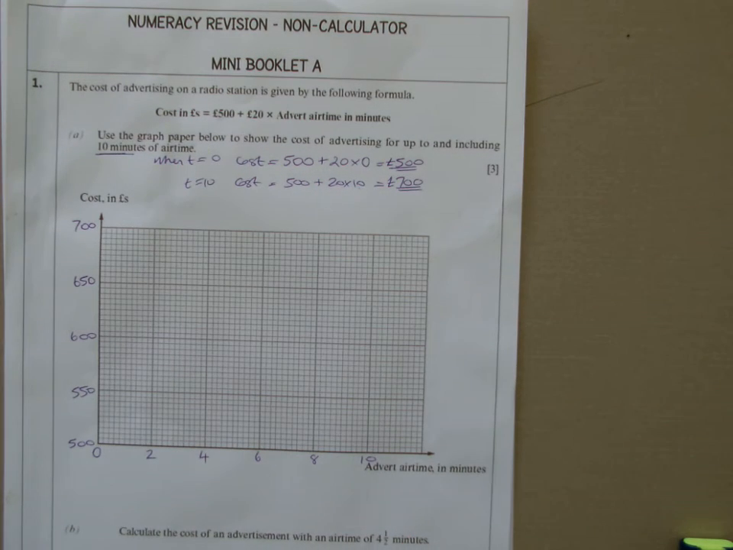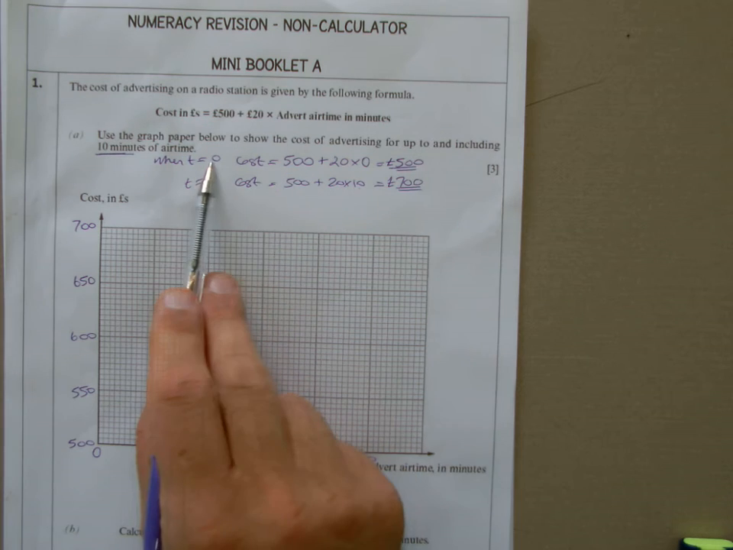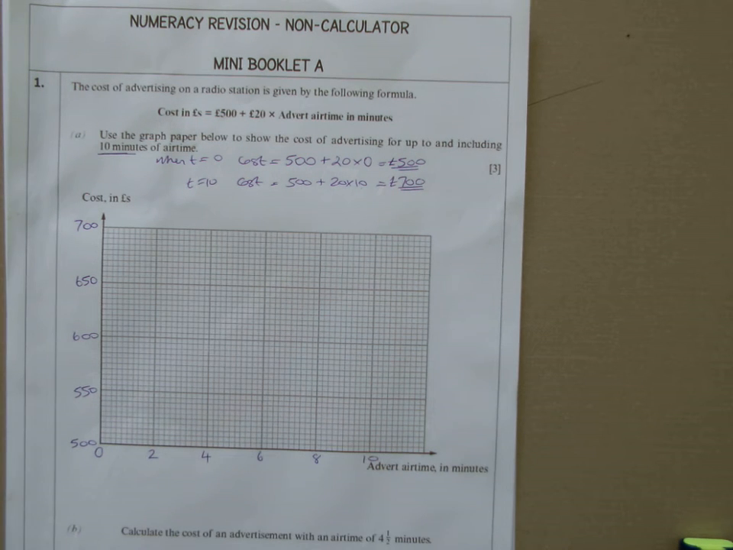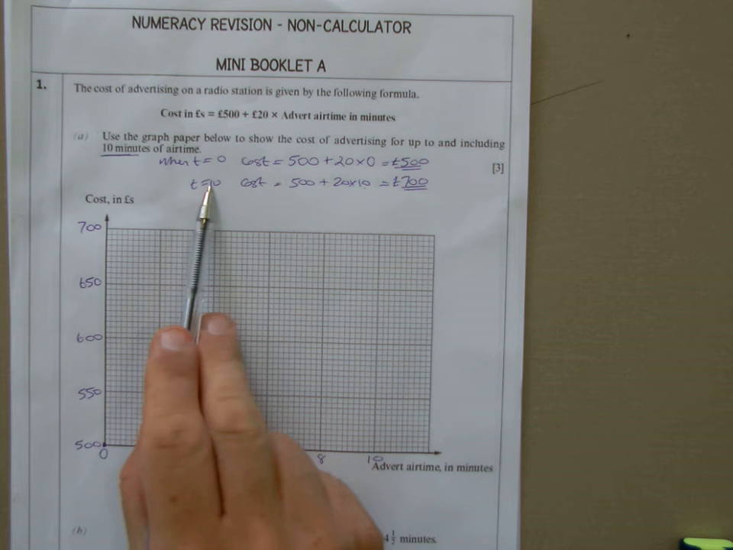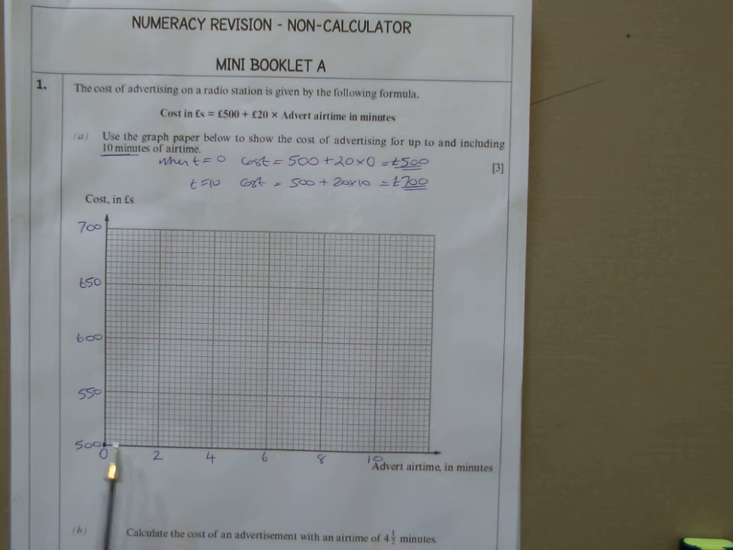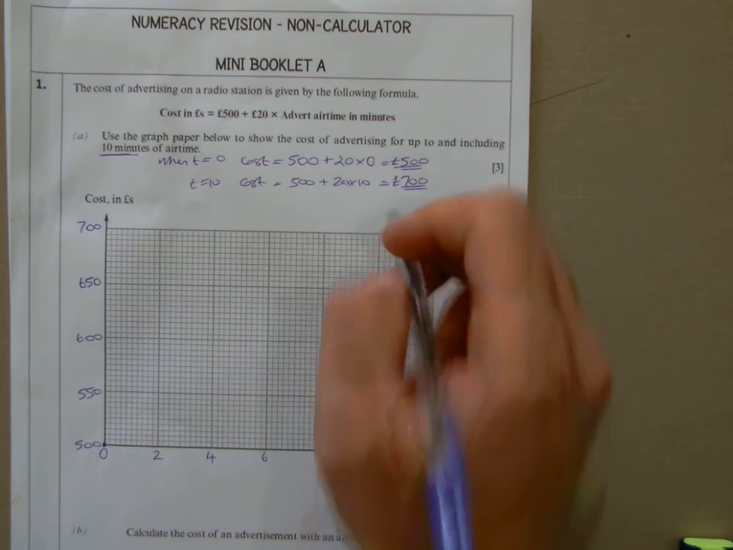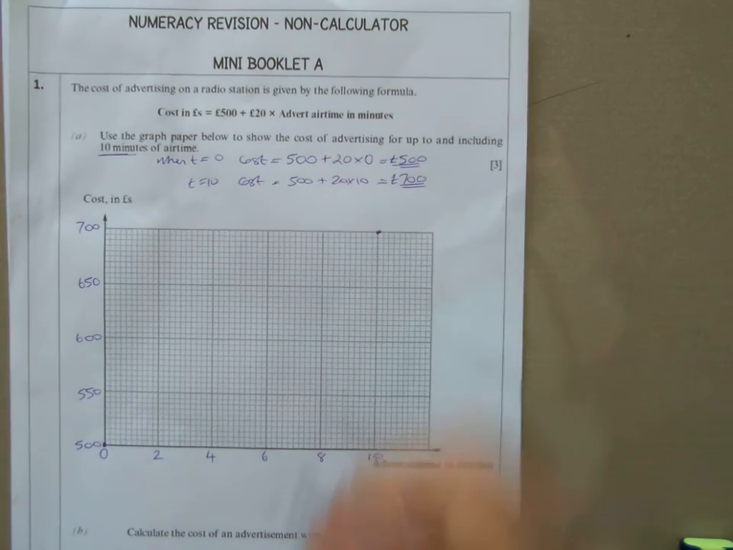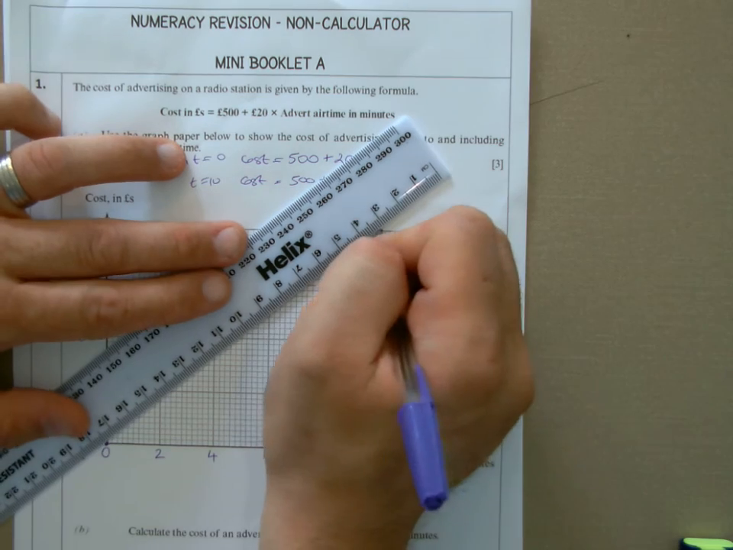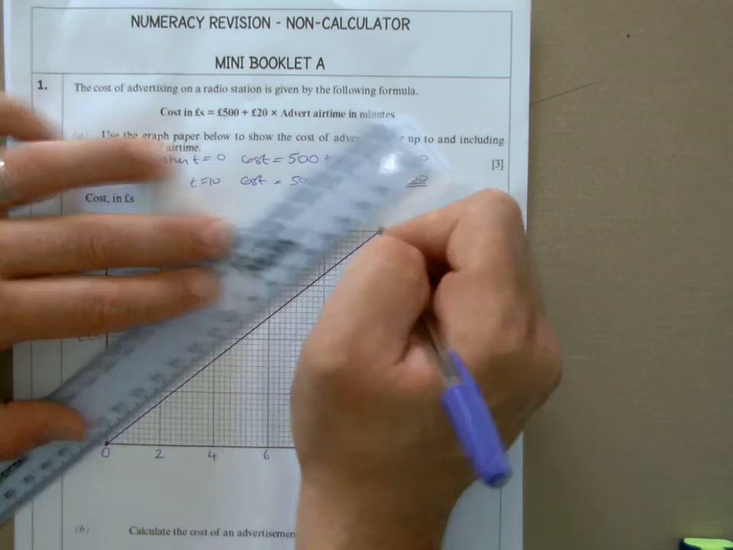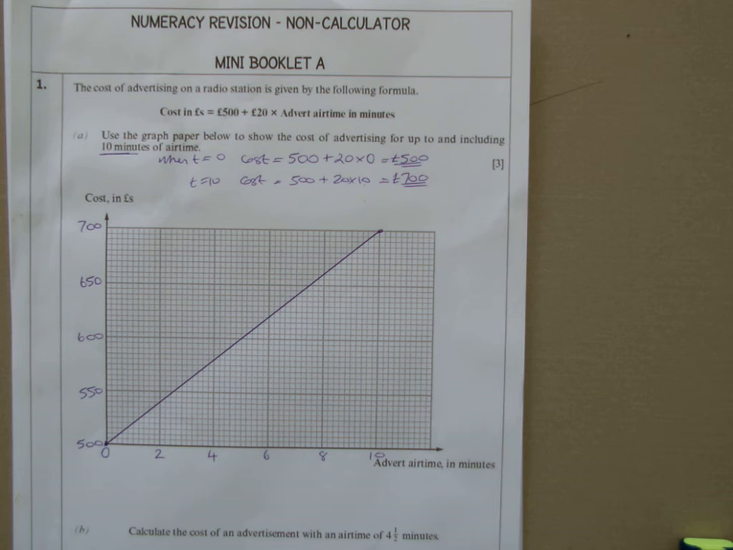So then when time is 0, the cost is £500. So I've got a point there for my line. And then when time is 10, the cost is £700. So we go across to 10, and the cost will be £700 there. So I'm going to draw my line. You join those 2 points. We've got a nice line there to represent this linear relationship.